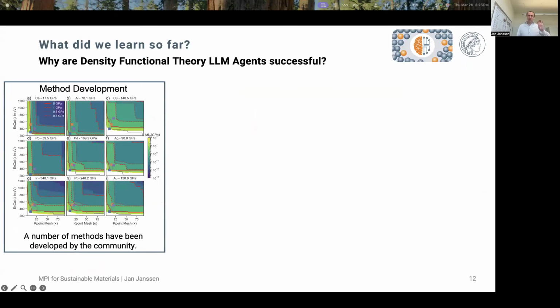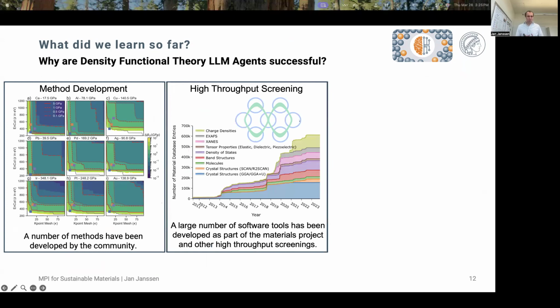One last statement on this: why did it work so well for density functional theory? I think the main part here is we started out with about 50 years of method development for density functional theory. So there's a very general understanding of how this method scales and the different kinds of challenges we have to take care of. This was followed by roughly 15 years of high-throughput screening.